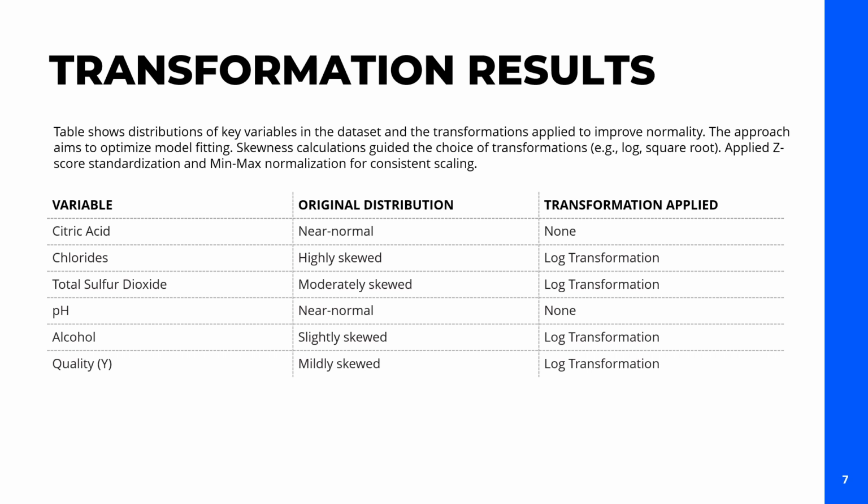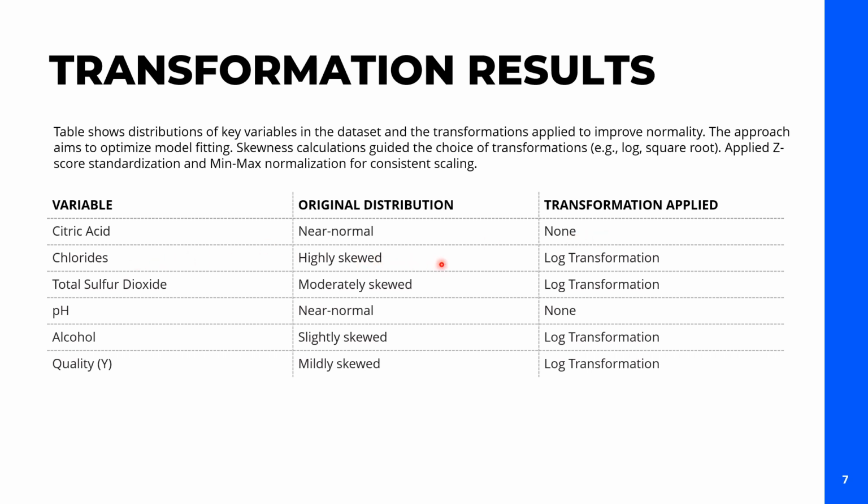Skewness calculations, as I mentioned earlier, which we have used to make the choice of the transformation, with the log, square root, or anything else. And then we have applied the z-score standardization and min-max normalization for consistent scaling. So if you see the citric acid, it is near normal. We have not applied any transformation.